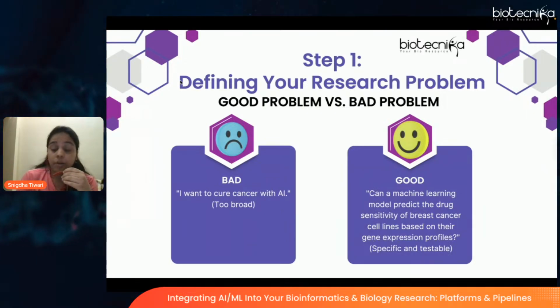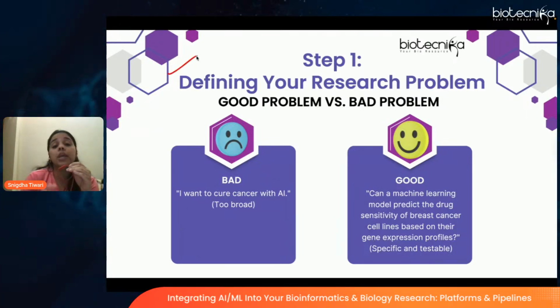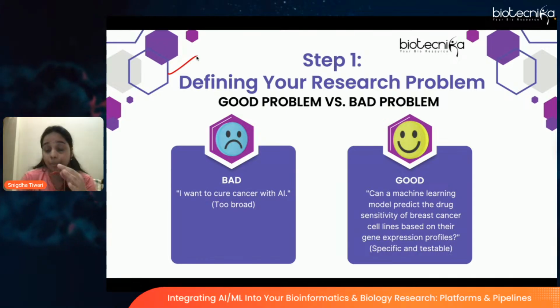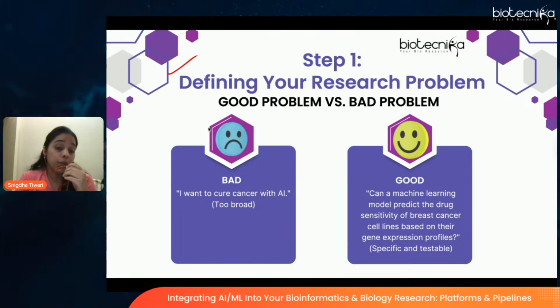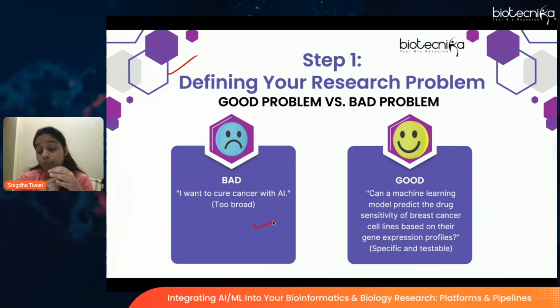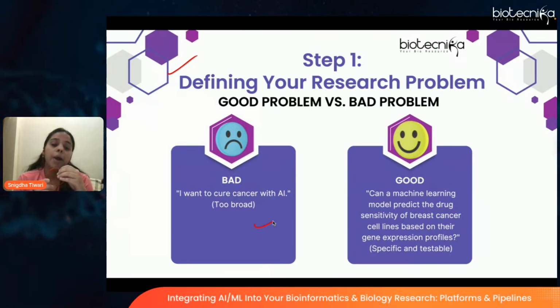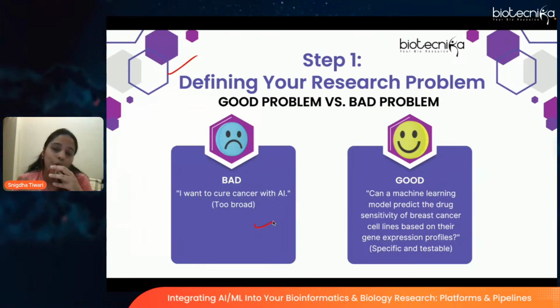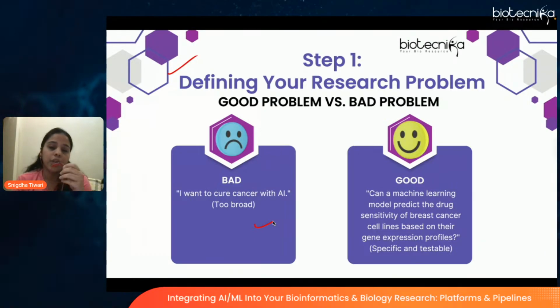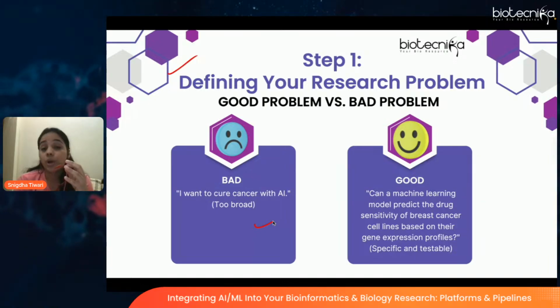Talking about step one, defining your research problem, you should distinguish between a good problem and a bad problem. A bad problem will look like, I want to cure cancer with AI. What I mean is that this is too broad, right? What do you want to study? AI is just the application of ML. So what ML pipelines are you going to apply, what generations are you going to do with AI? So this is a bad concept.